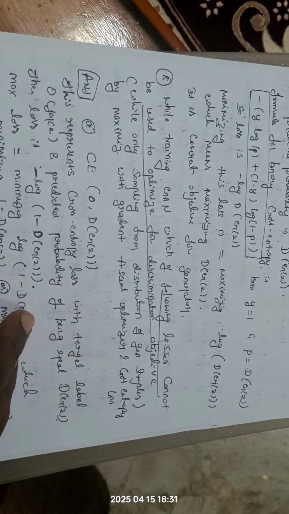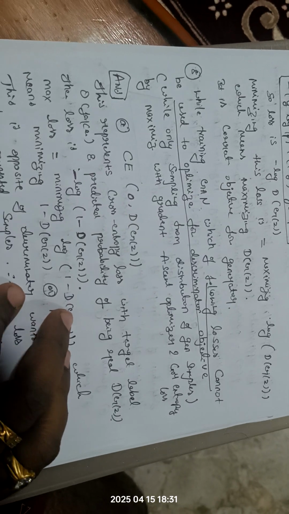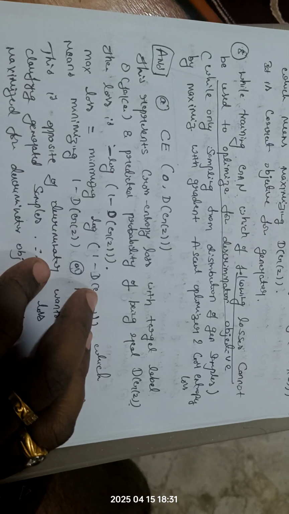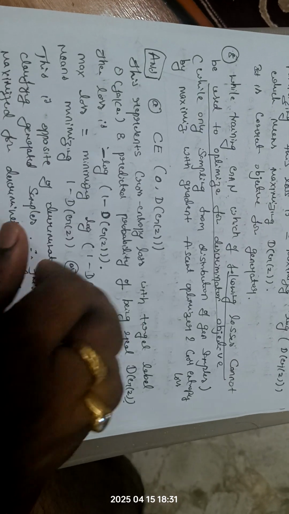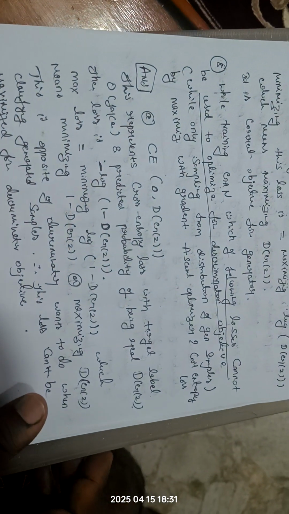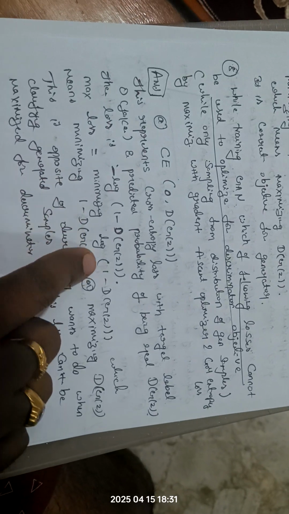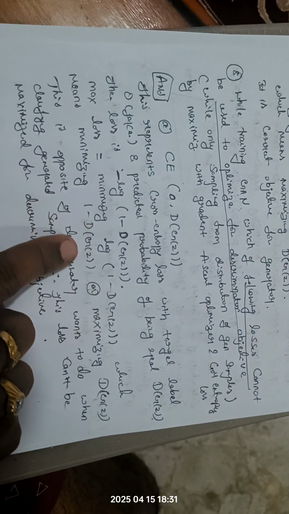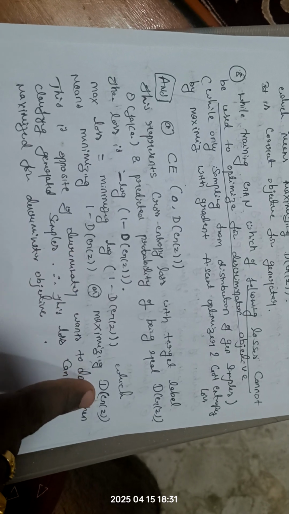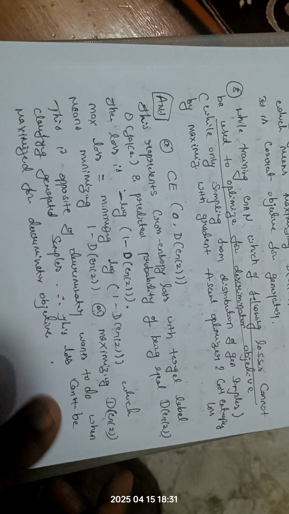Eighth one, while training the GAN, which of the following classes cannot be used to optimize the discriminative objective while only sampling from the distribution of GAN samples by maximizing with a gradient ascent optimizer? The correct answer is cross entropy 0, D of G of z. Maximizing this loss is equal to minimizing log of 1 minus D of G of z, which means minimizing 1 minus D of G of z or maximizing D of G of z. This is the opposite of what the discriminator wants to do when classifying generated samples.